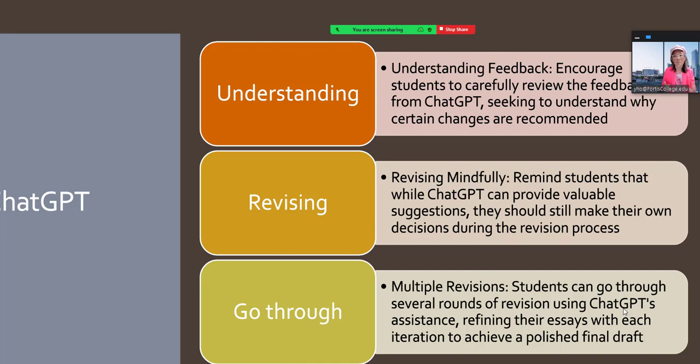And when you do peer review, ChatGPT can help students. Encourage students to carefully review the feedback from ChatGPT, seeking to understand why certain changes are requested. Remind students that while ChatGPT can provide valuable suggestions, students should still make their own decisions about the revision process. Multiple revisions: students can go through several rounds of revision using ChatGPT assistance, refining their essays with each iteration to achieve a polished final draft. That probably involves pressing that regenerate button several times.